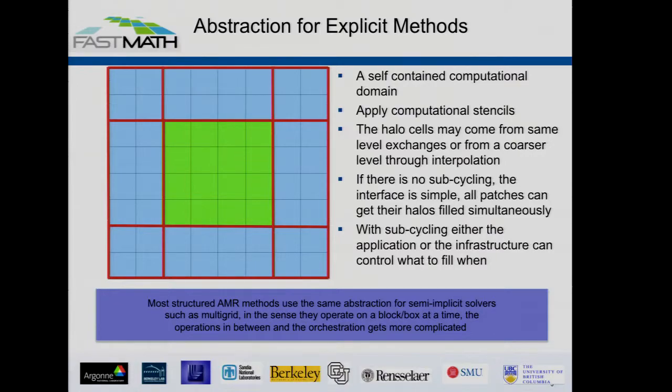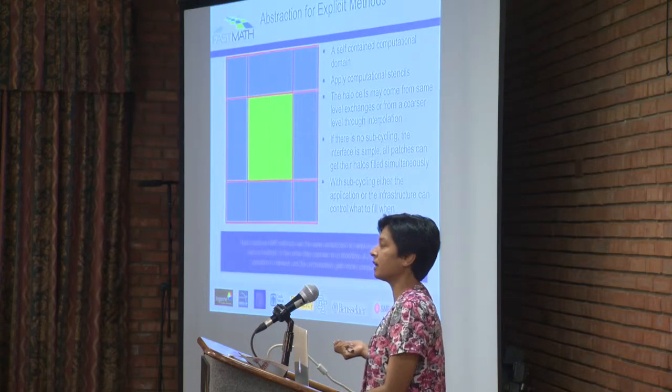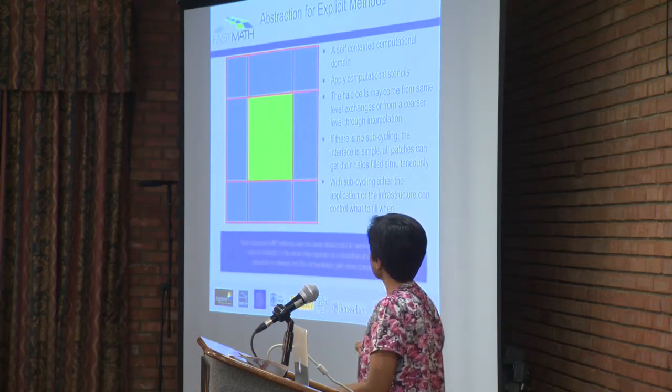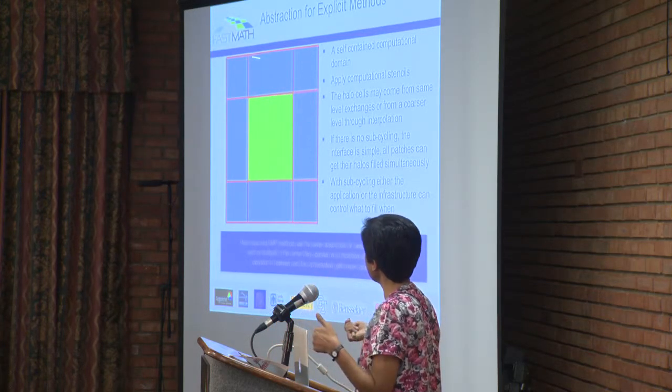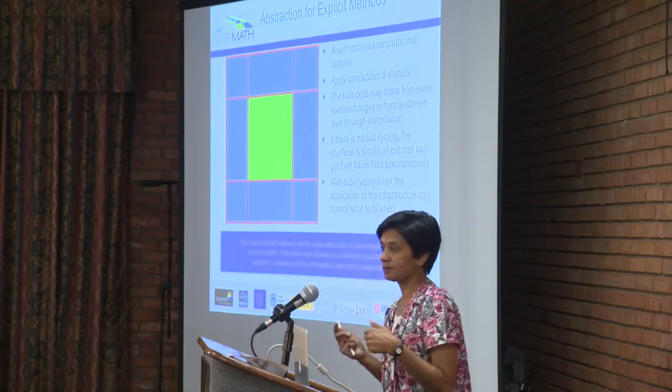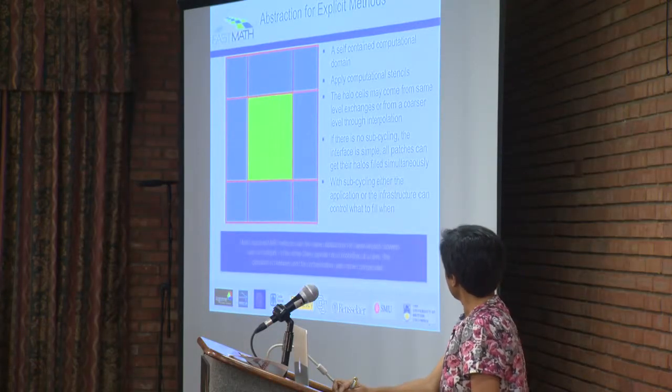But if you have subcycling going on, the story gets a little bit more complicated, because now, in addition to filling these ghost cells from the coarser level, if your patch happens to be at a fine-coarse boundary, then in the next step within the subcycling, these need to be interpolated in time as well. And so either the application or the infrastructure can control where and when to fill them.